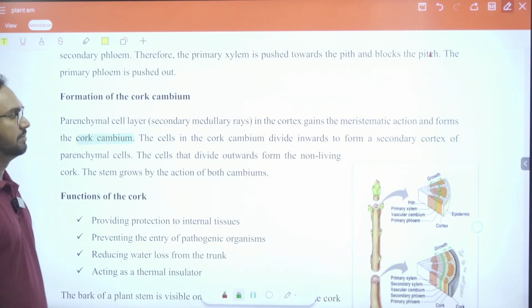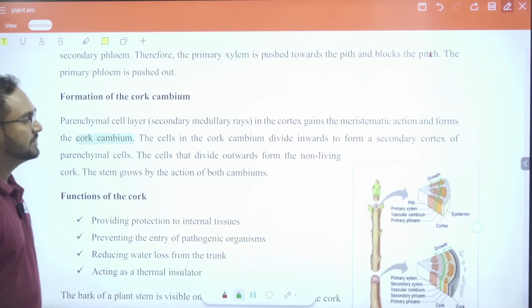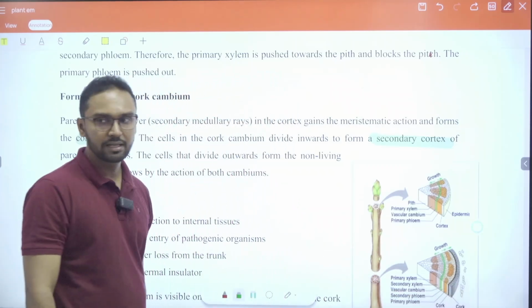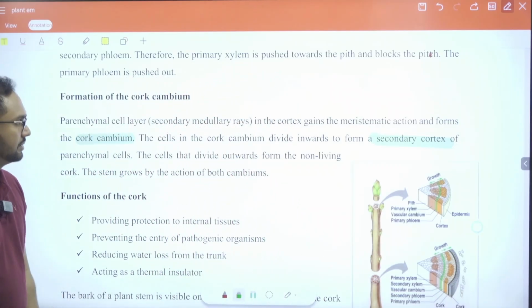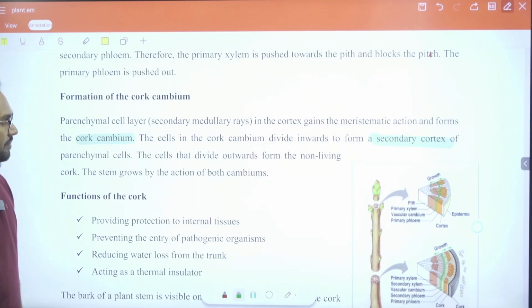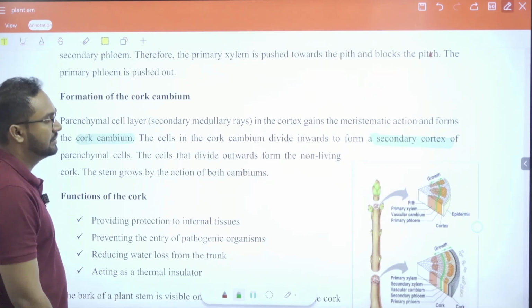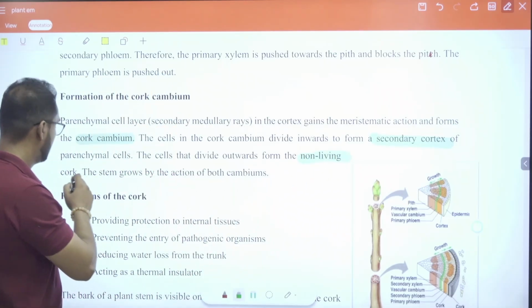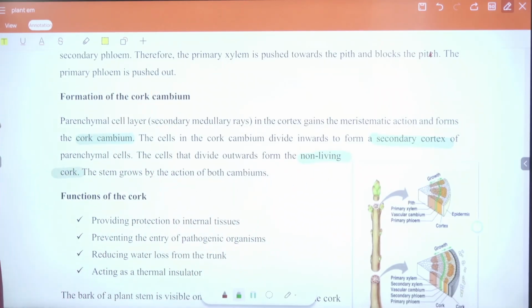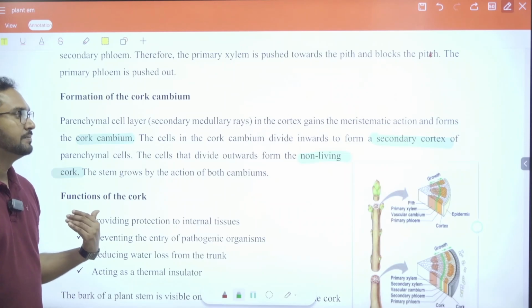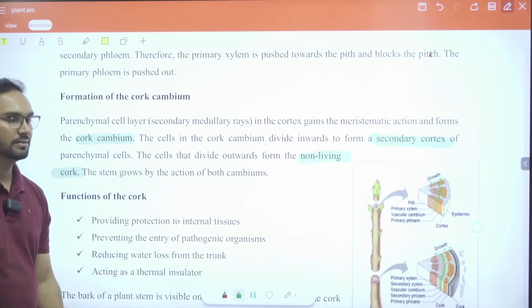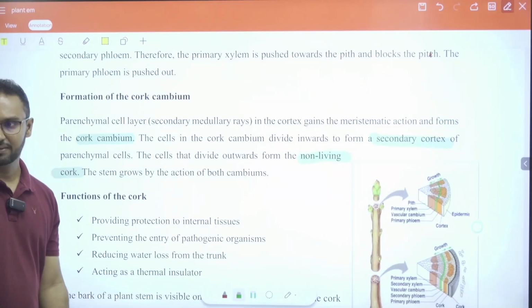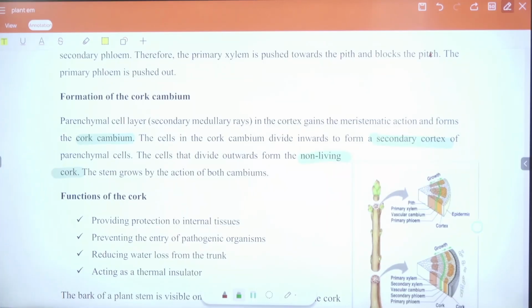The cells in the cork cambium divide inward to form secondary cortex. Then the cells that divide outward form the non-living cork, right? So the cells dividing inward make the cortex, and the cells dividing outward make the non-living cork. That is what we call the bark, the bark of a tree that has grown a little.